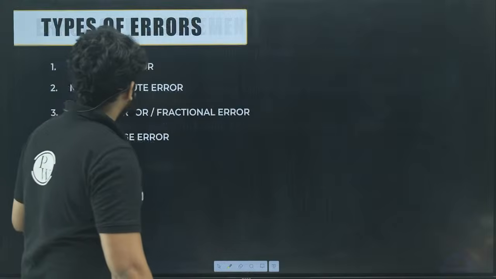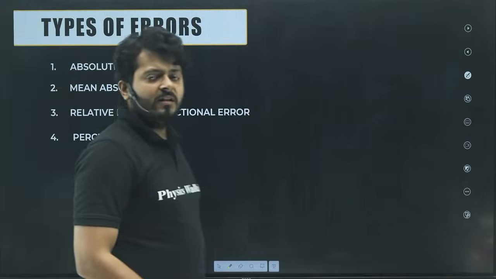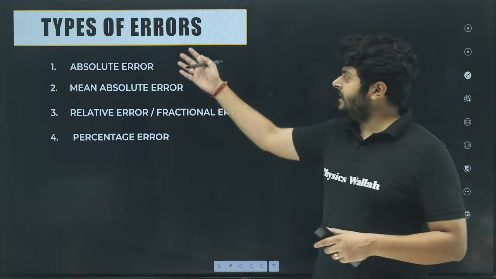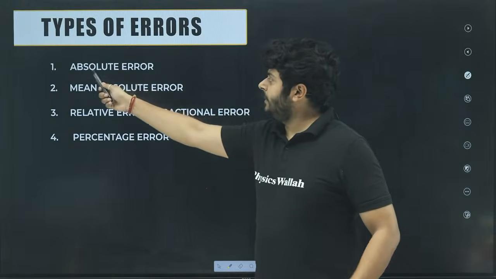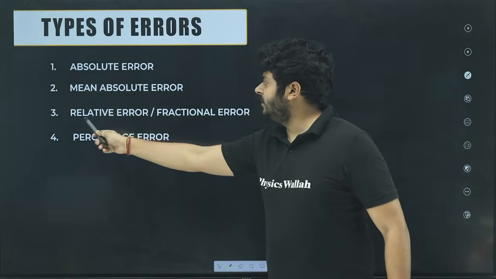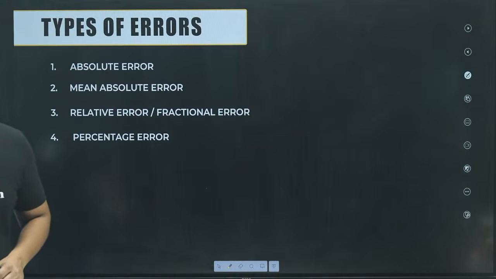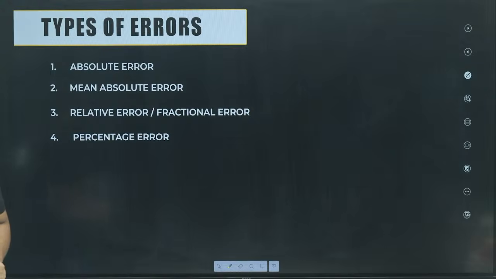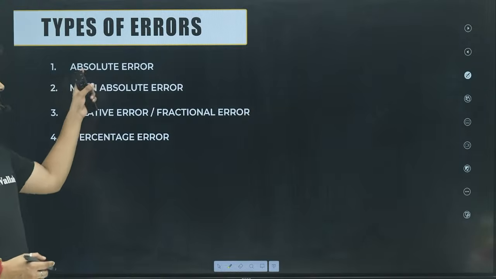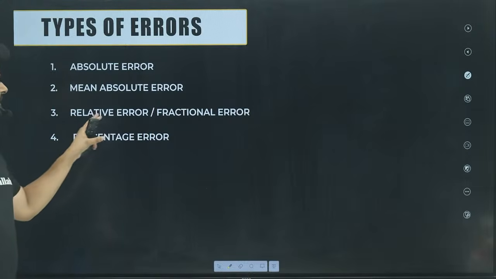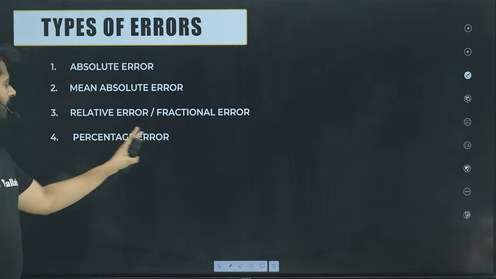So let's start. Let's talk about the different types of error. So these are the different types of errors, right? We have absolute error, mean absolute error, relative error, and percentage error. These are the different types of error we have. What are the different types of errors? We have absolute error, mean absolute error, relative error or fractional error, and percentage error.